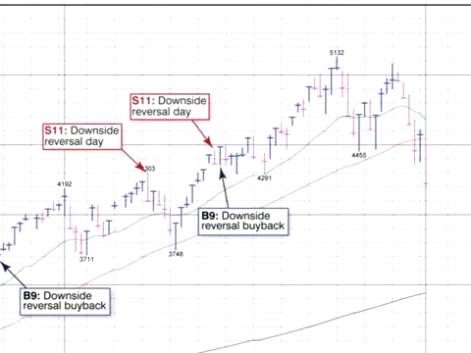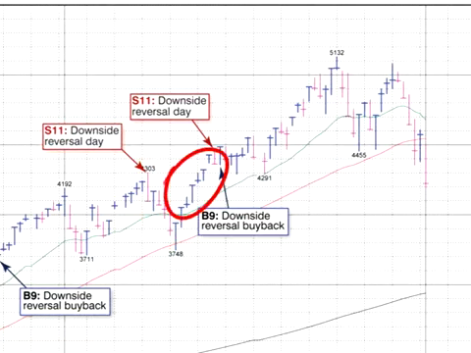So here are a few other ones. Here's a downside reversal. This is kind of what we would expect to happen. You get a downside reversal at new highs, and then further weakness for about a week or so. You get some more buy signals in here, and your market recovers. Another downside reversal, another buyback, and here's some more in here.